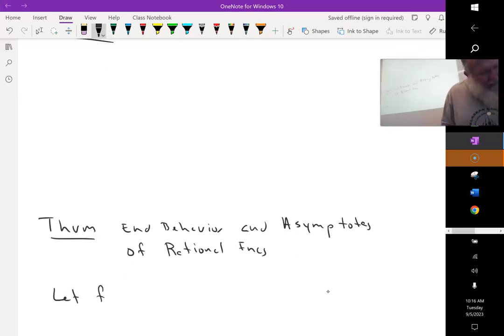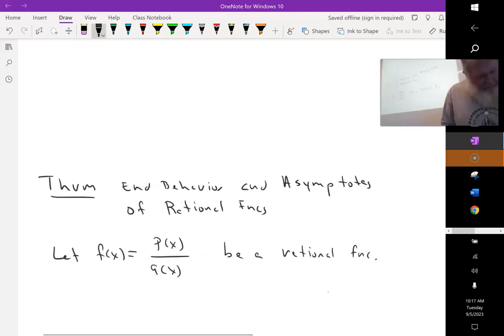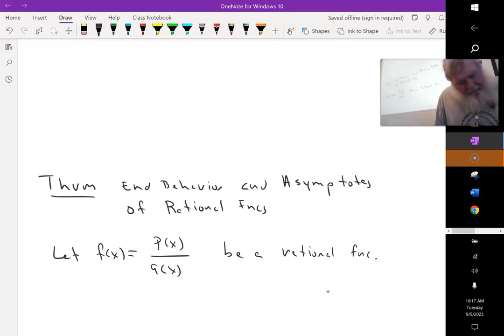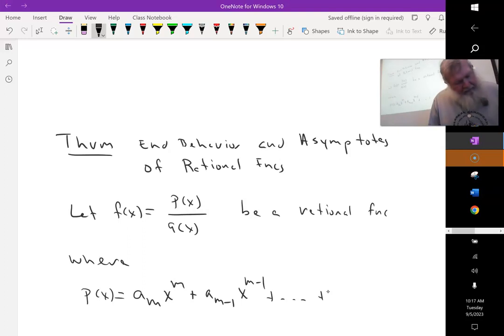Let f of x equal p of x over q of x be a rational function where p of x, so remember these are polynomials, so we have to have some polynomial notation here. We'll call p of x a sub m x to the m plus a sub m minus 1 x to the m minus 1 plus dot dot dot plus a1x plus a naught.